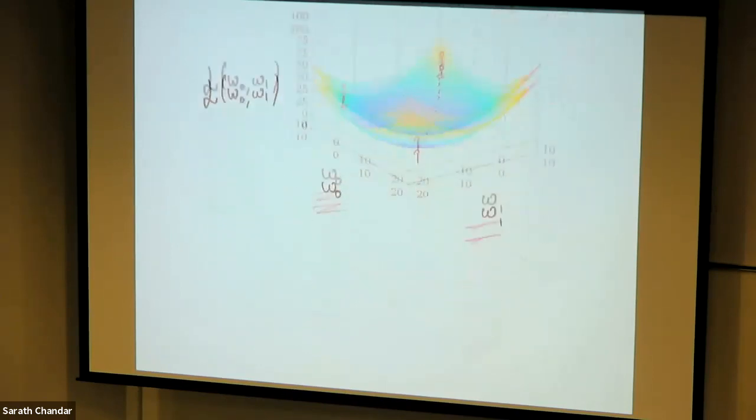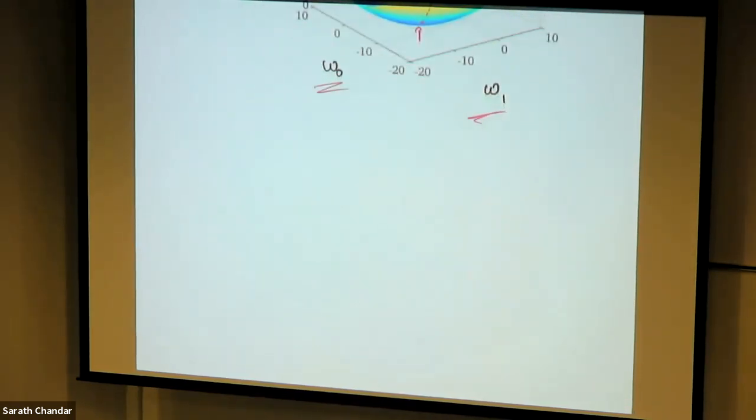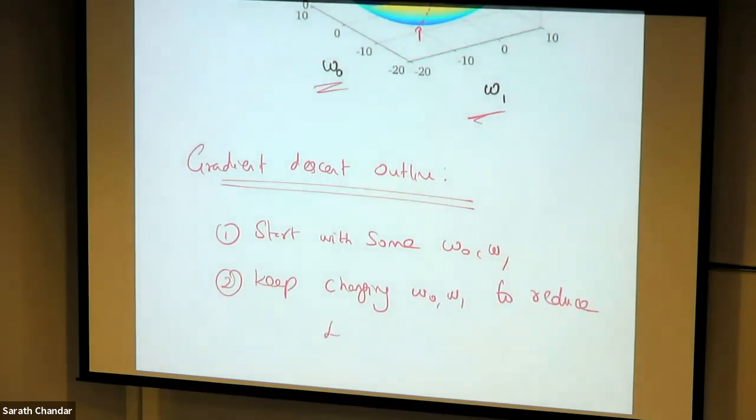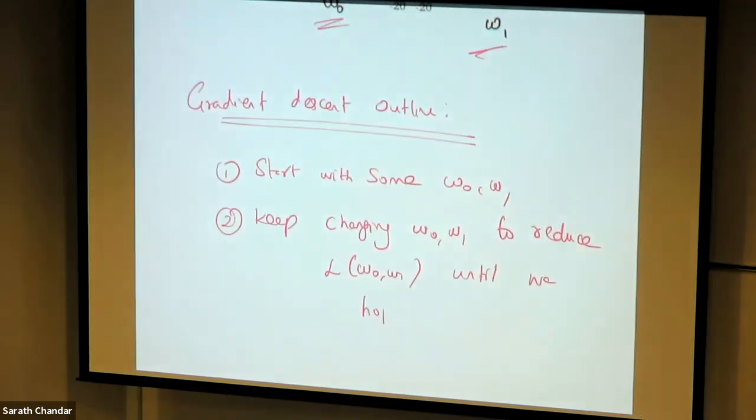So I'm going to first give you an outline of the algorithm. We are going to make it more formal. So gradient descent, outline. You start with some W0, W1, any random W0 and W1, okay? Then you keep changing W0, W1 to reduce loss of W0, W1 until we hopefully end up at a minimum, okay?